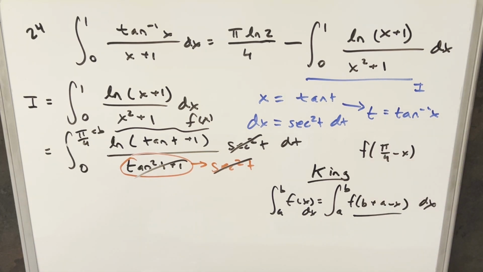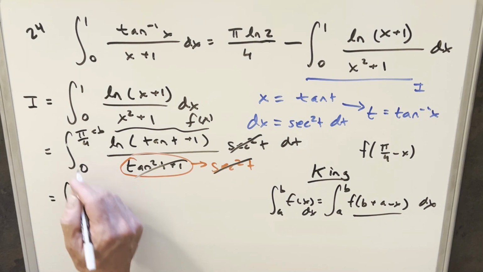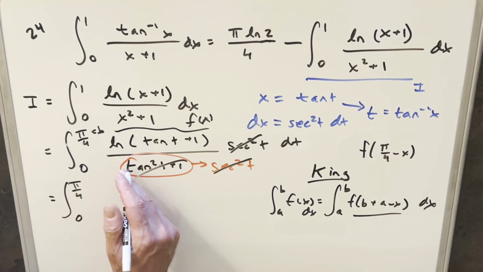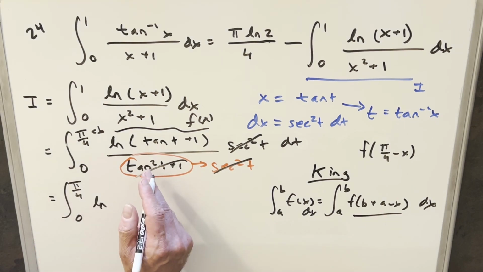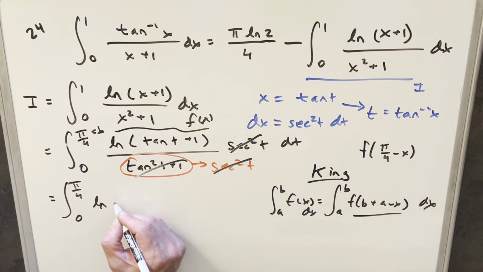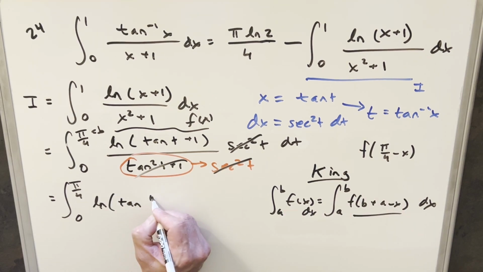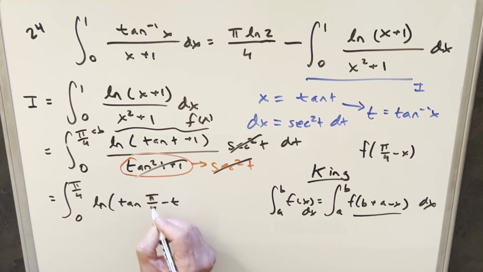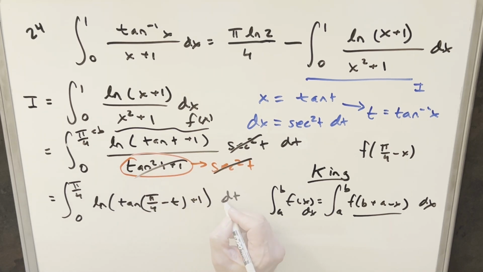t. So going ahead with this, our bounds are going to stay the same, but for the natural log, we have to input this into tangent. So we're going to end up with tangent of pi over 4 minus t, plus 1. But now for this right here, we need to simplify this, but we can do that using the difference angle formula.